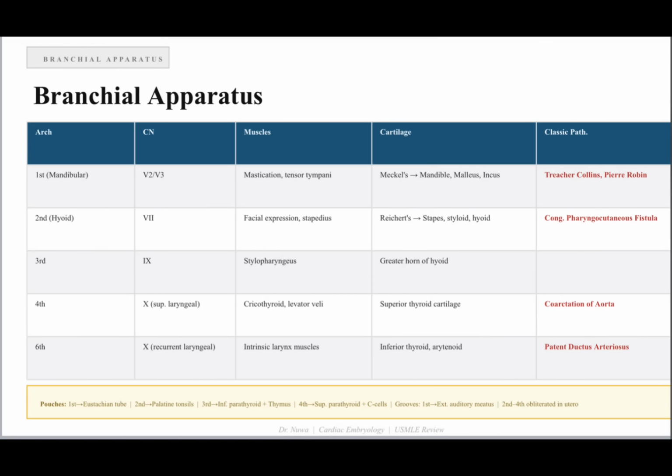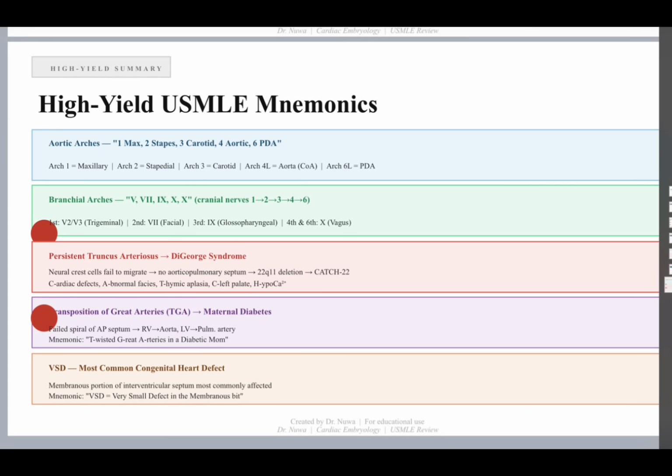Arch 3 is CN9, stylopharyngeus only. Arch 4 is CN10, superior laryngeal, cricothyroid, superior thyroid cartilage. Arch 6 is CN10, recurrent laryngeal, all other intrinsic larynx muscles. And for pouches, 3rd pouch gives inferior parathyroid and thymus, 4th pouch gives superior parathyroid and the C cells of the thyroid. That's cardiac embryology.